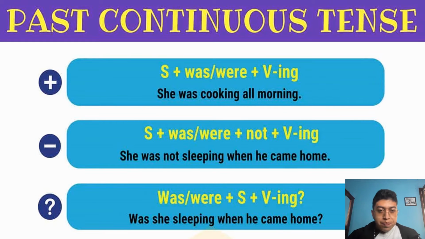Past continuous tense. In positive, the structure is subject plus was/were plus verb plus -ing. Example: she was cooking in the morning. And negative is subject plus was/were plus not plus verb plus -ing. Example: she was not sleeping when he came home. Interrogative: the structure is was/were plus subject plus verb plus -ing. Example: was she sleeping when he came home?